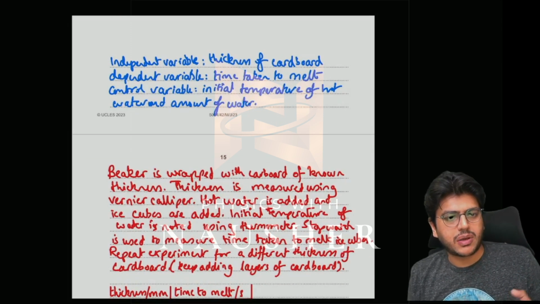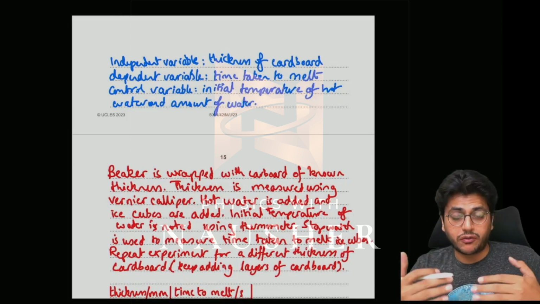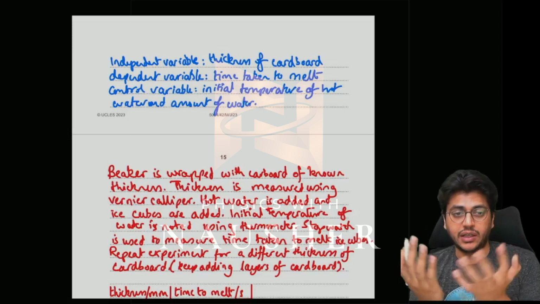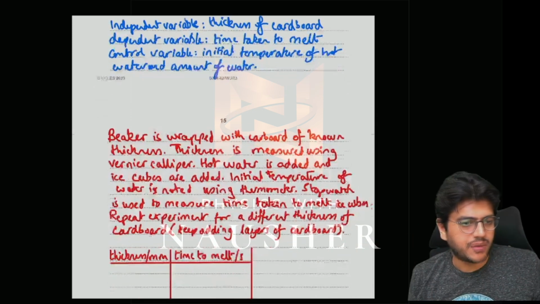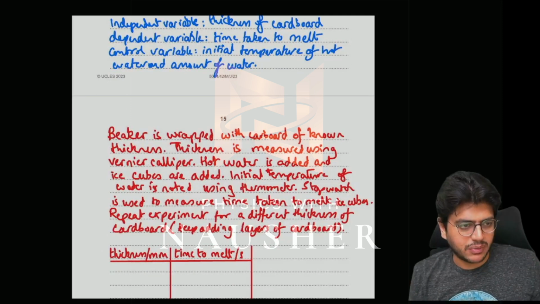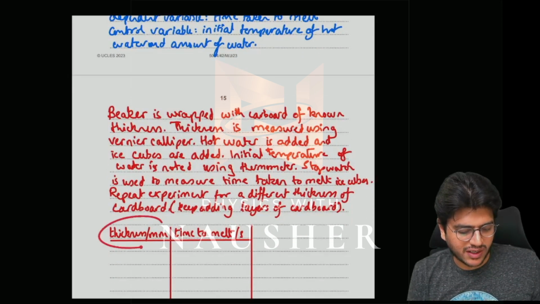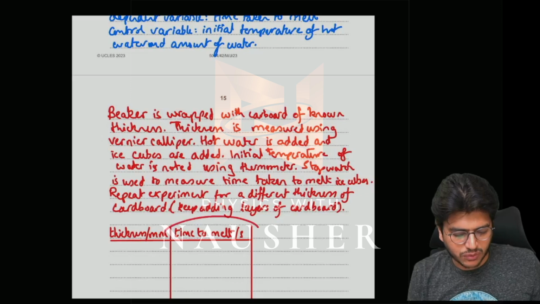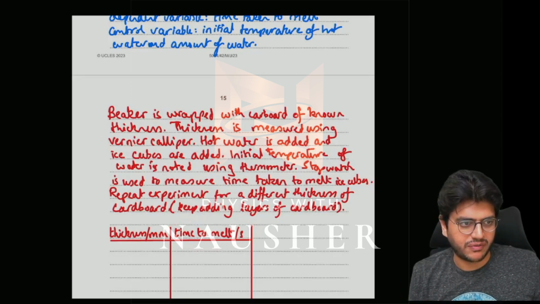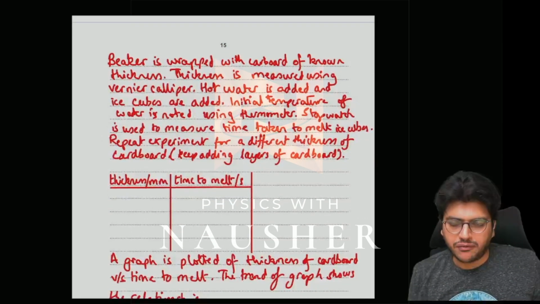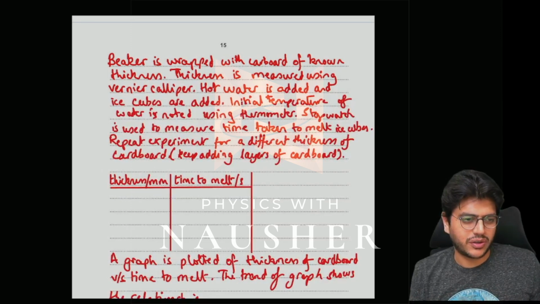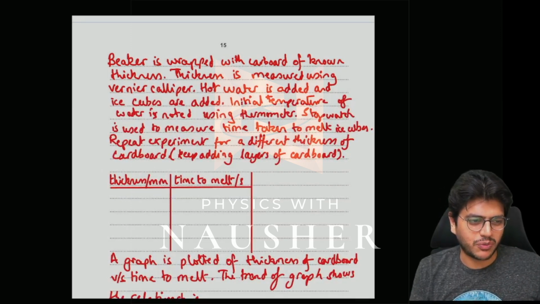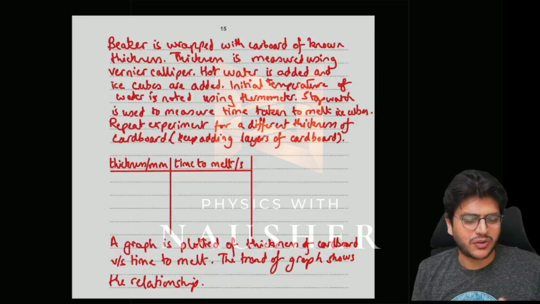Now you repeat the experiment for different thicknesses of the cardboard, and you have to mention that you keep adding layers. Then you have to put a table, tabulate your results. So you have got thickness that you're changing and the time to melt, which will change because of changing the thickness. And finally, how will you reach your conclusion? A graph is plotted of thickness of the cardboard versus time to melt. The trend of the graph shows the relationship. I hope this makes sense.